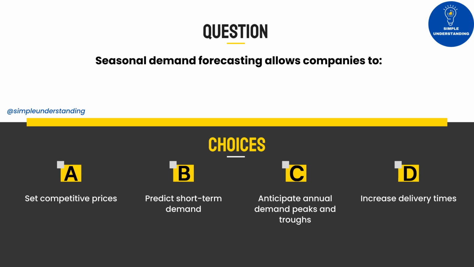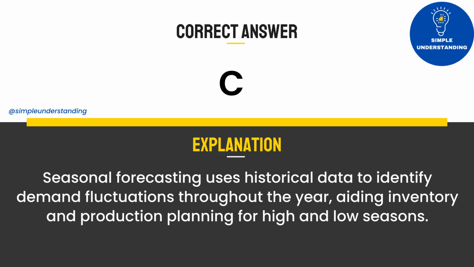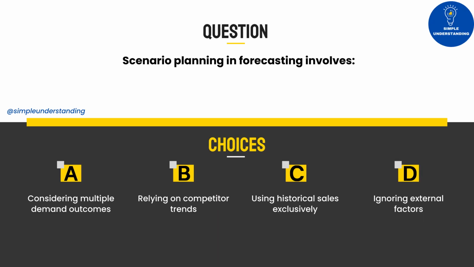8. Seasonal demand forecasting allows companies to A. Set competitive prices. B. Predict short-term demand. C. Anticipate annual demand peaks and troughs. D. Increase delivery times. Answer C. Explanation. Seasonal forecasting uses historical data to identify demand fluctuations throughout the year, aiding inventory and production planning for high and low seasons.